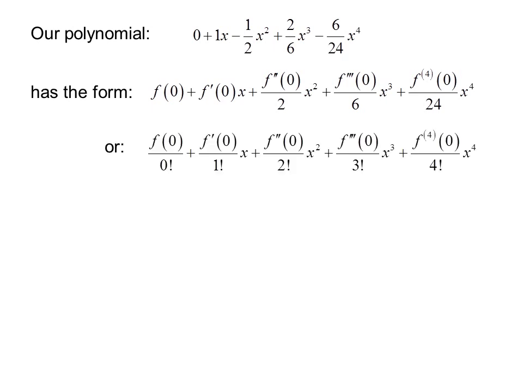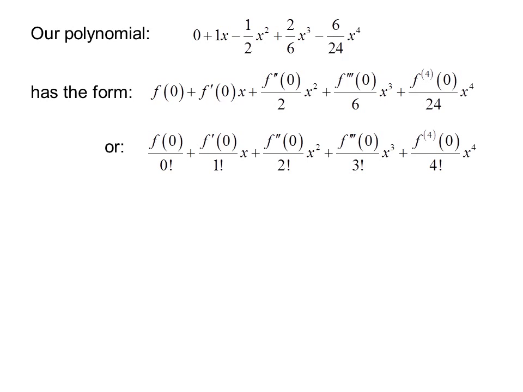Or we could write it this way: f of 0 over 0 factorial plus f prime of 0 over 1 factorial times x to the 1 plus f double prime of 0 over 2 factorial times x squared plus f triple prime of 0 over 3 factorial times x cubed plus the fourth derivative of f at 0 over 4 factorial times x to the fourth.